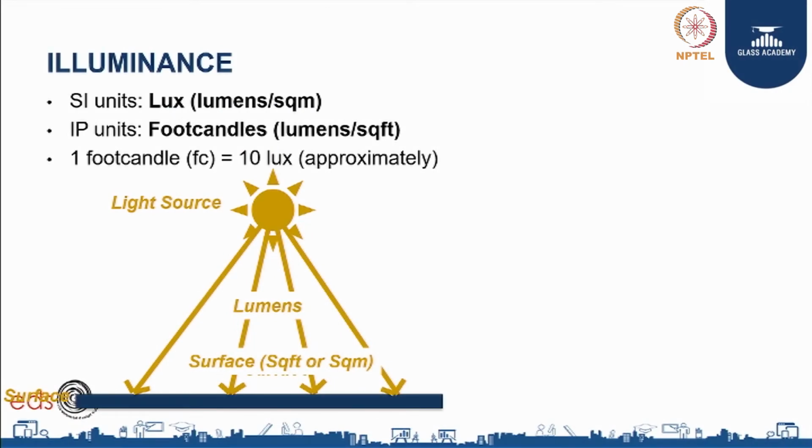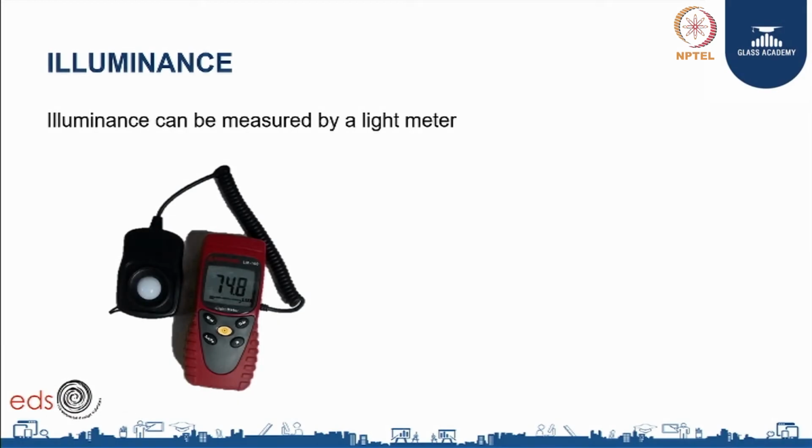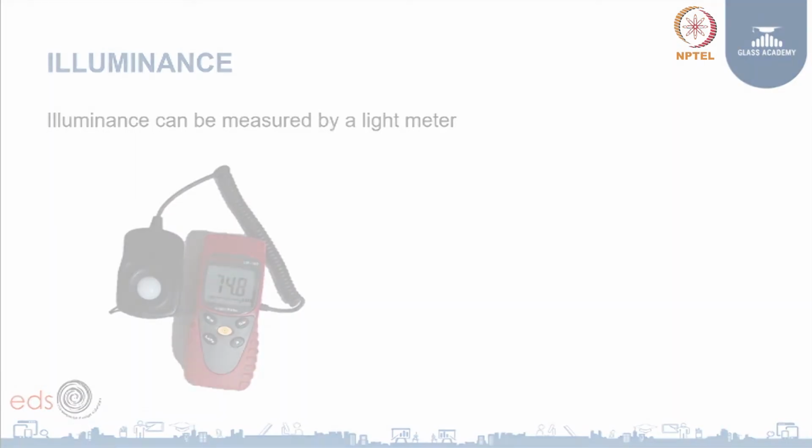In terms of measurement, it is measured as foot candle in IP units and as lux in SI units. It's different just because of the square meter and square foot difference. So 1 foot candle is approximately 10 lux. That's the correlation between square foot and square meter. Illuminance can be measured by a light meter. All you have to do is take this light meter and hold it near the surface, and it will give you the amount of light that is falling on the sensor and on that surface.